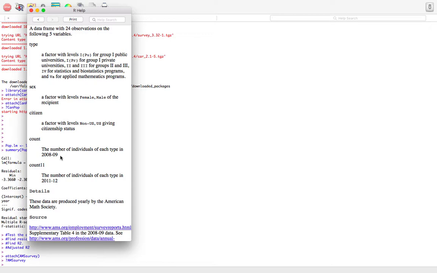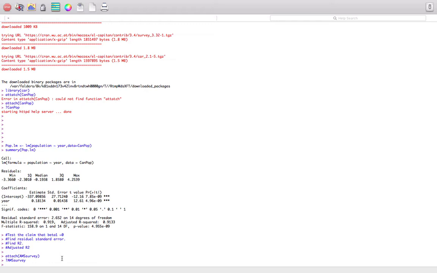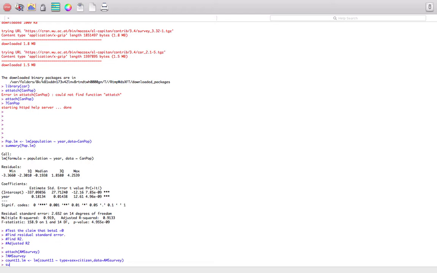Okay, the count, that's 2008 and 9, and count 11 is 2011, 2012. We're really interested in the latest value. We don't care about the earlier value. So what I'm going to do is close this out, and we're going to have count11.lm is equal to lm of count 11 tilde type plus sex plus citizen. And the data set is AMS survey. And we do the summary.